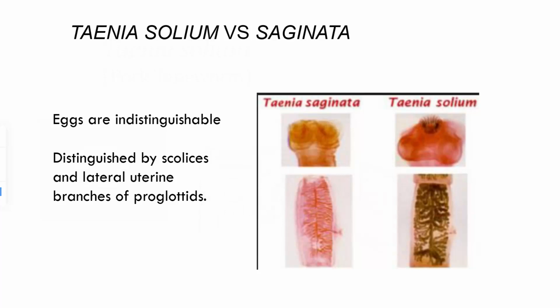And then if we look at the scolex. So here's the scolex of the beef one versus the pork one. And then here you can see the differences. You can see the lateral uterine branches of the proglottids. In the beef one, they're a lot thinner. In the pork one, they're a lot thicker, and there's fewer of them.